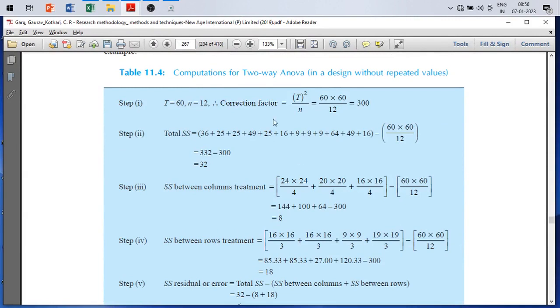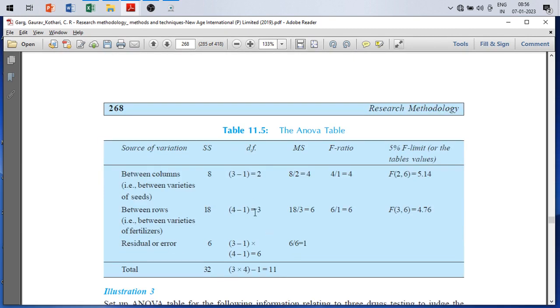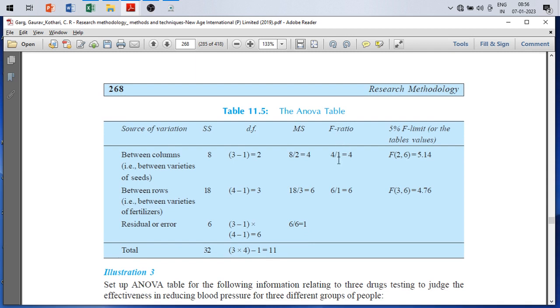See the way they have taken this shortcut method. The correction factor is first determined, then SST, then SSB for column, then SSB for row, and then the residual. Okay, and then this table is constructed. We have all these SS values, you have this degree of freedom, then this mean sum of squares by dividing SS with degree of freedom, and we have these two F ratios, 4 divided by 1 and 6 divided by 1, that is 6.